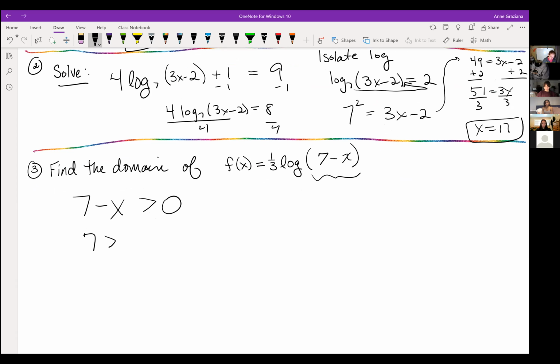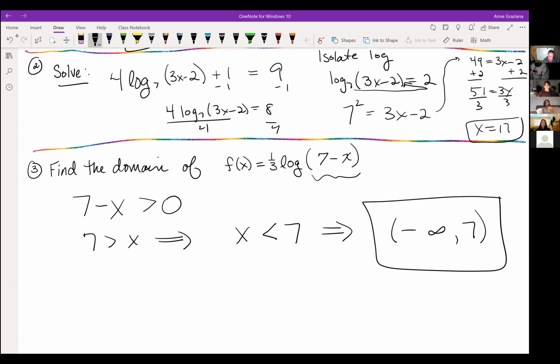So this is going to be 7. If I add x to both sides, I get 7 greater than x, which is the same thing as saying x is less than 7. And in interval notation, that is negative infinity to 7, not included. Okay. Any questions?